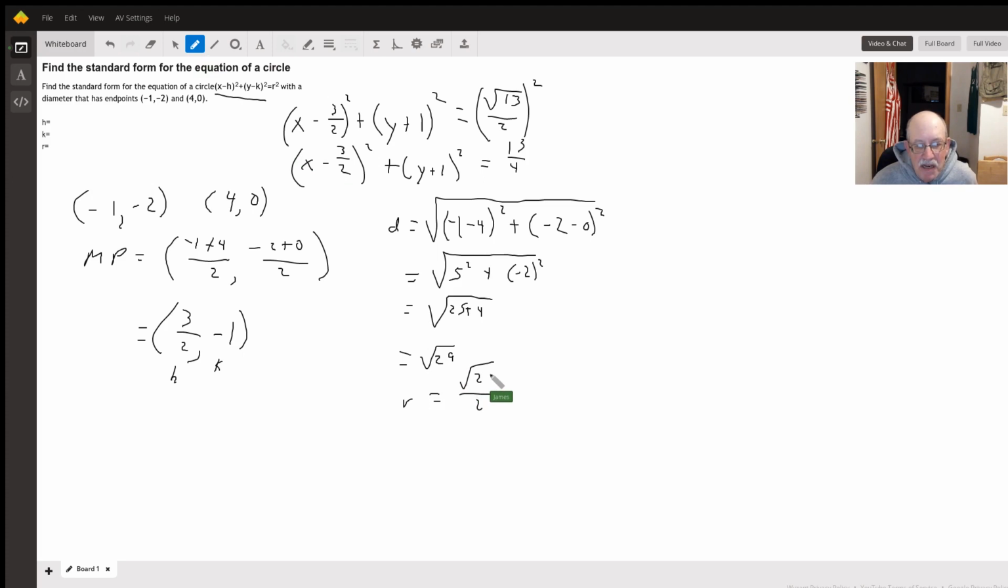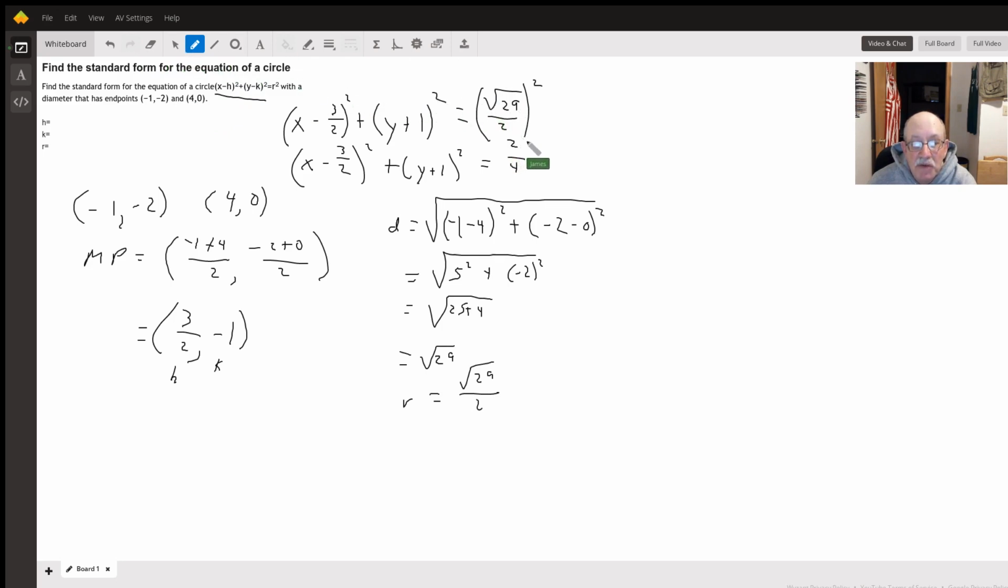Give me 1 minute and I will check that. See if I can not mess up so bad. Instead of doing it in my head, I'll use a calculator. Square root of 29. That's better. Good thing I checked. So this is going to be a square root of 29.